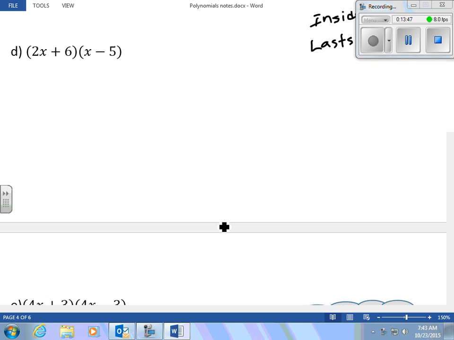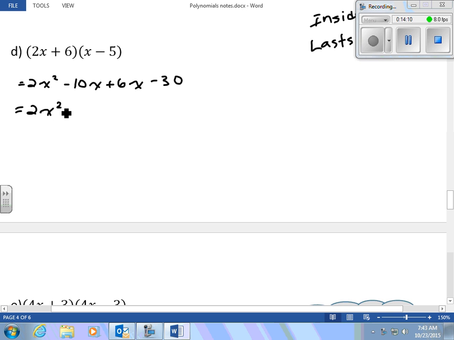So multiplying our firsts, that's 2x times x to get 2x squared. Our outsides, so 2x times negative 5 is negative 10x. Our insides, so that's 6 times x. And our lasts, so 6 times negative 5. Okay, our middle two terms we can combine now. 2x squared, negative 10x plus 6x will be minus 4x, minus 30. If you are able to hold those two middle terms, the negative 10x and the 6x, in your head and combine them to get that middle term in one step, you could go right ahead and do that in one step.